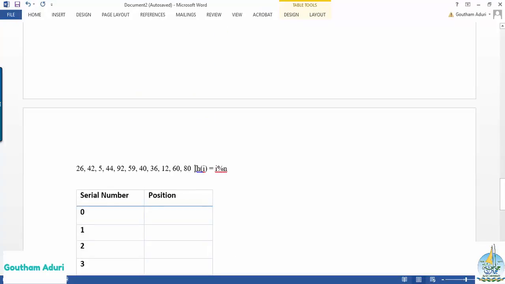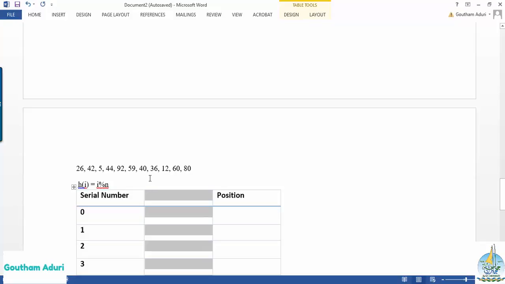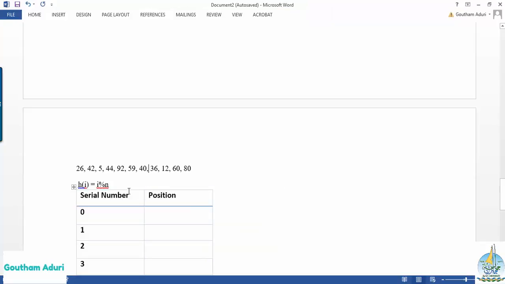So here h of i is i mod n, and these are the 11 values that we have got. And h of 2 is 2x mod 11. So this is the primary hash function, and this is the secondary hash function. So we used double hashing. First let me calculate the values.